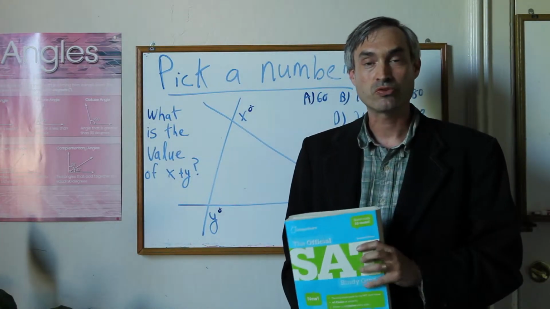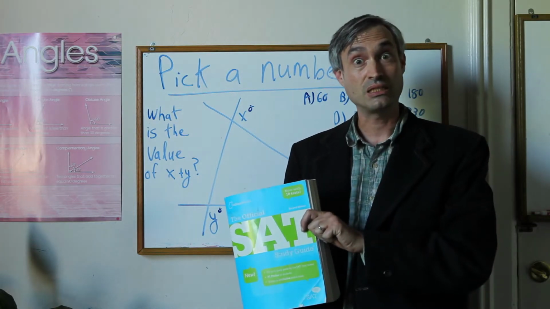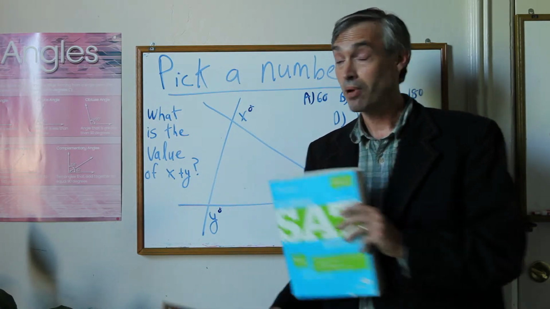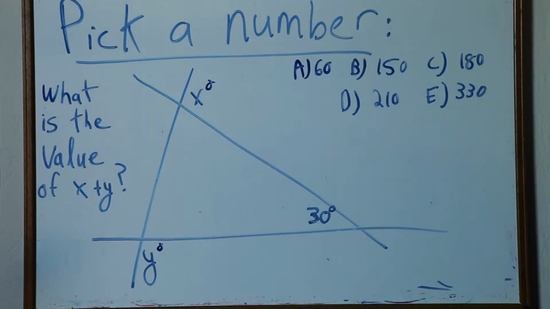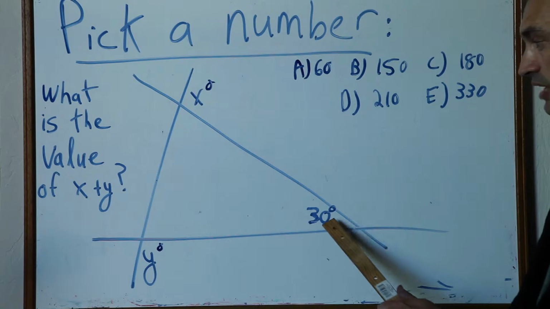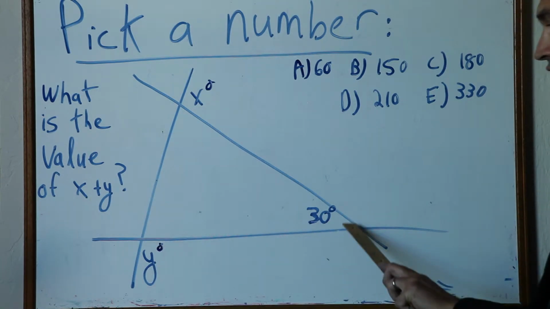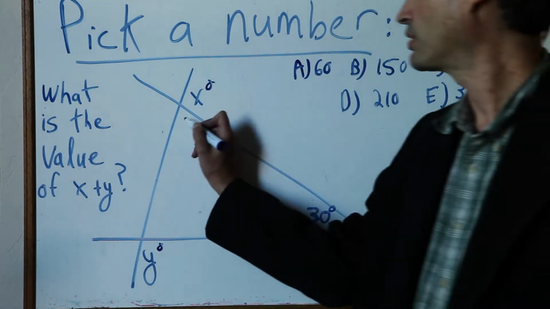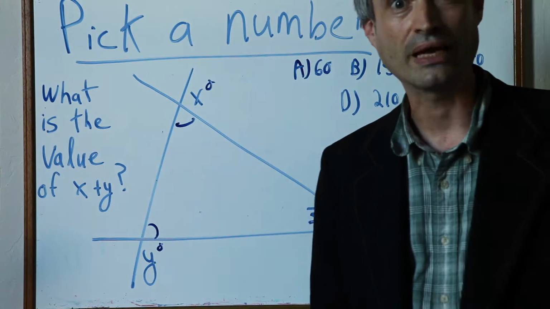Today's problem comes from page 799 of the official College Board SAT Guidebook, 2nd edition, but it could have equally come from a GRE or GMAT exam. The challenge was they only gave us this one angle, 30 degrees. Looking carefully here, we see a triangle, and we don't know how to figure out either of these two angles.